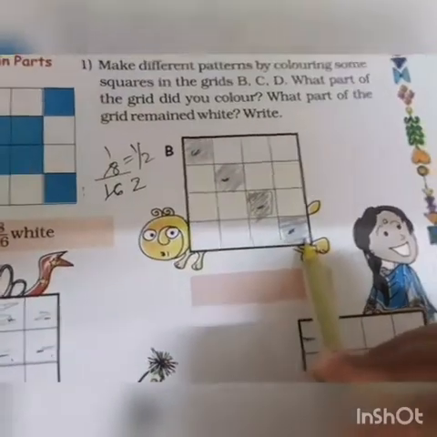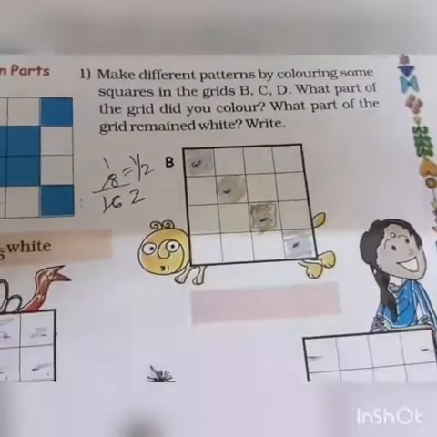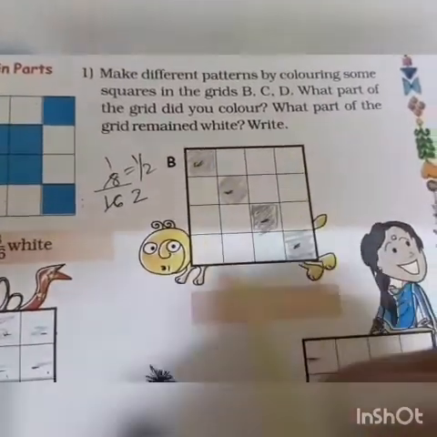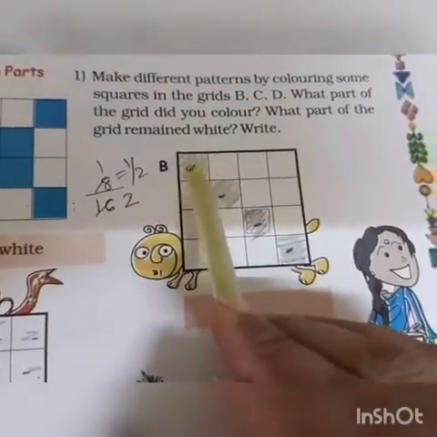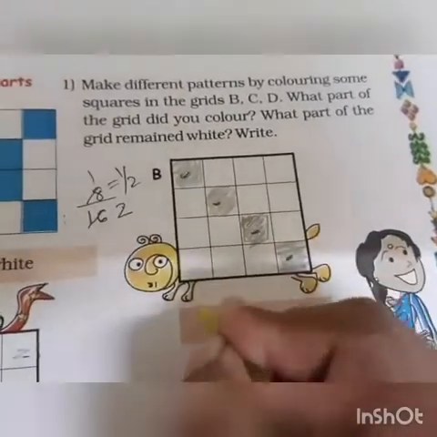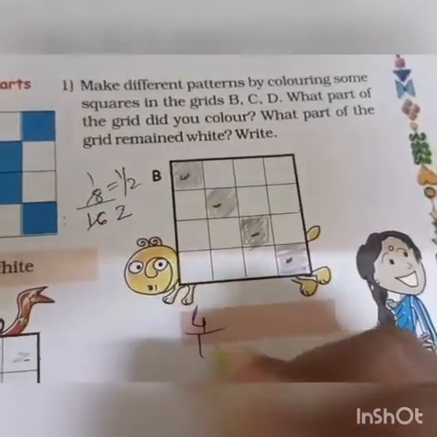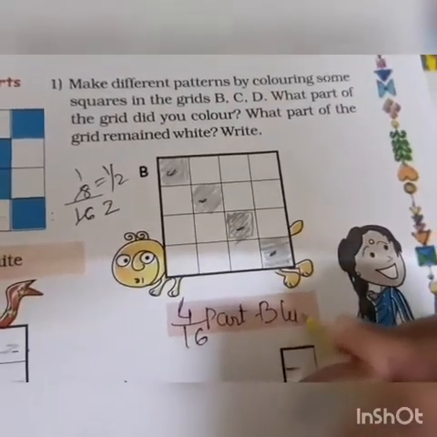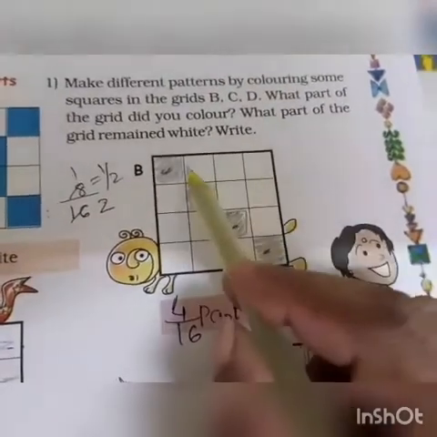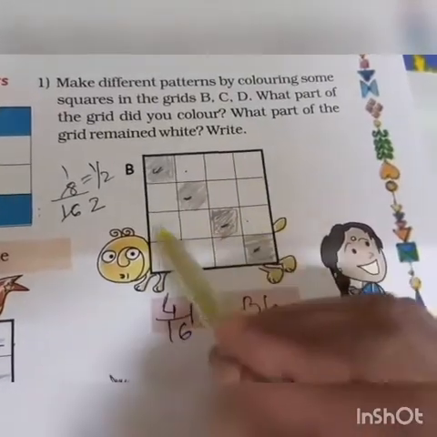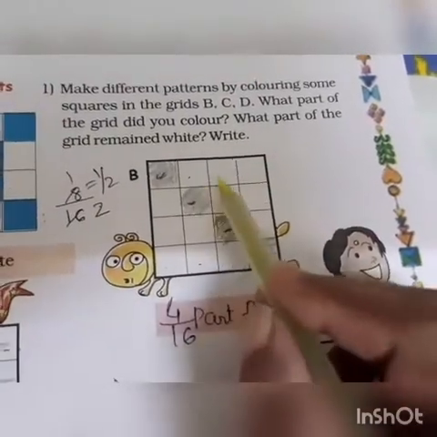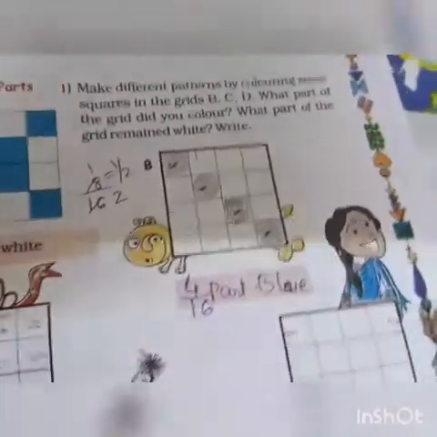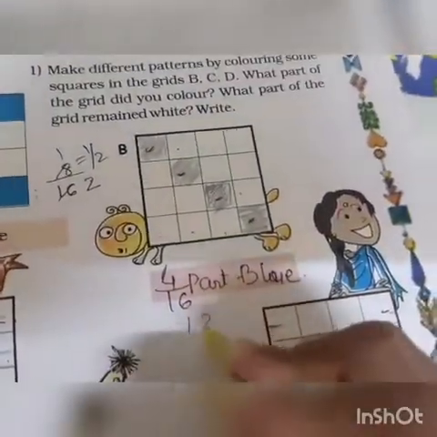You have to color it in blue or any color you like, but take one color only and color this. Now total here also 16 parts are there. How many parts are colored? 1, 2, 3 and 4. That means 4/16 part is blue. And how many parts remain white? 1, 2, 3, 4, 5, 6, 7, 8, 9, 10, 11, 12. So 12/16 part is white.